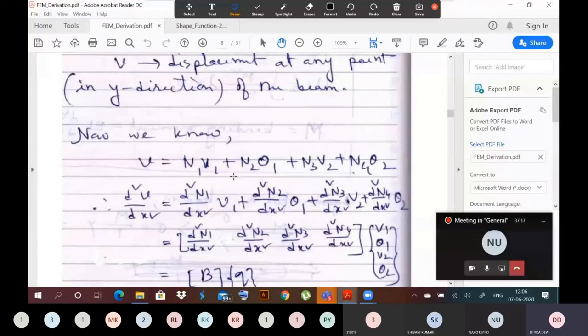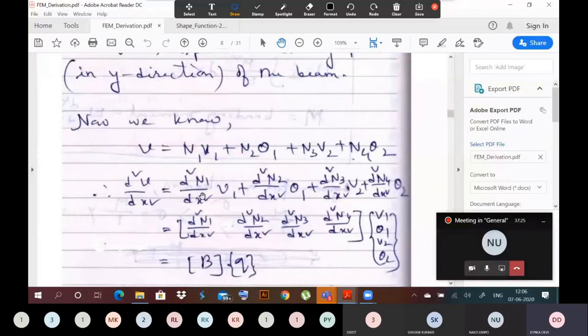Then what will be d square v by dx square? Because we need to find out the strain. This is the strain resultant of a beam. So d square v by dx square will be equal to d square N1 by dx square v1 plus d square N2 by dx square theta 1 plus d square N3 by dx square v2 plus d square N4 by dx square theta 2. So if we write in matrix vector notation, d square v by dx square will be equal to this form. This is my nodal displacement vector v1, theta 1, v2, theta 2, and this matrix is my strain displacement matrix, B matrix.